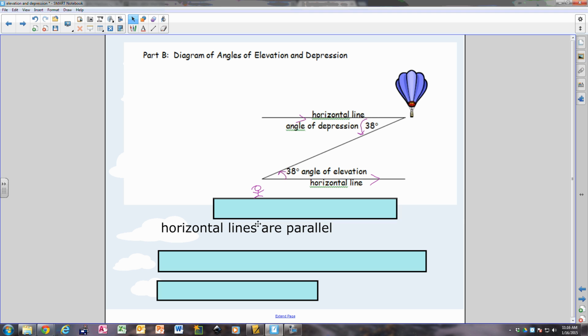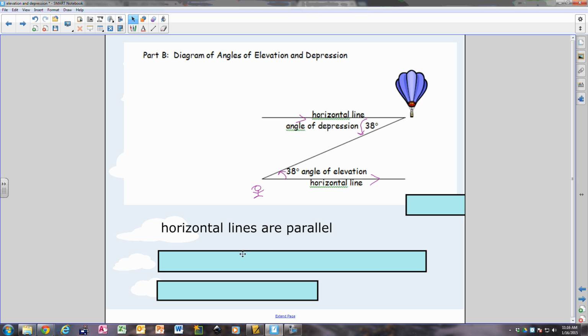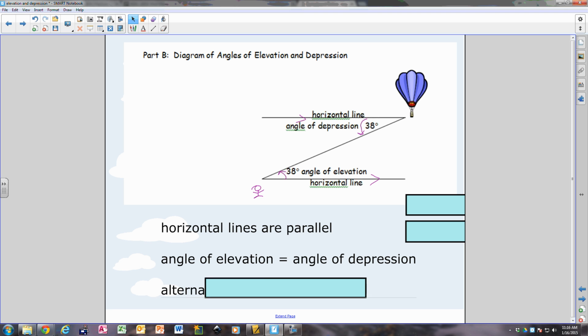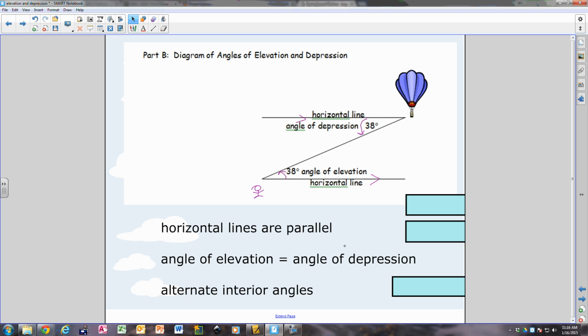So please make note that your horizontal lines are parallel, that the angle of elevation is equal to the angle of depression because of alternate interior angles. So horizontal lines are parallel. So that means the angle of elevation equals the angle of depression because of alternate interior angles of parallel lines.